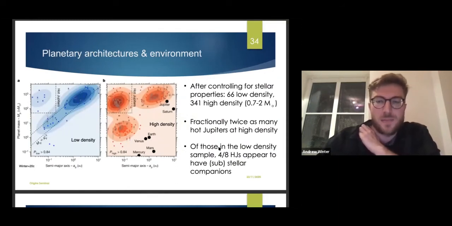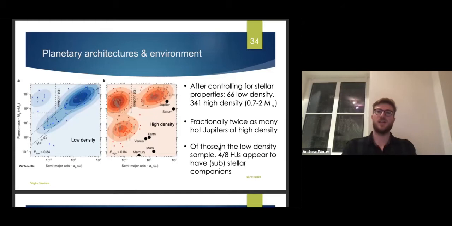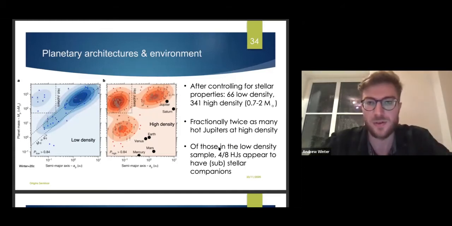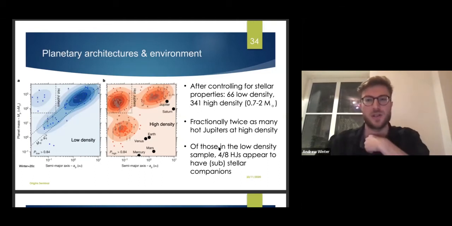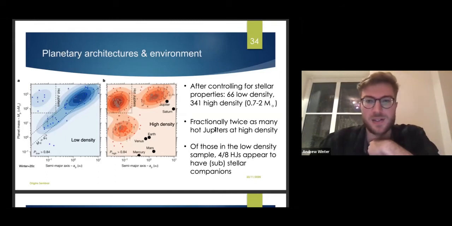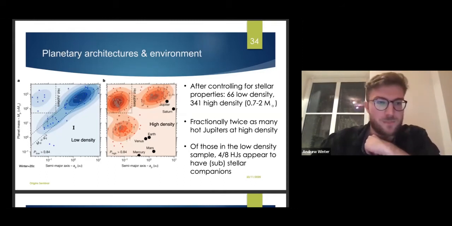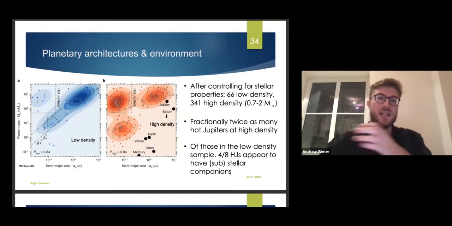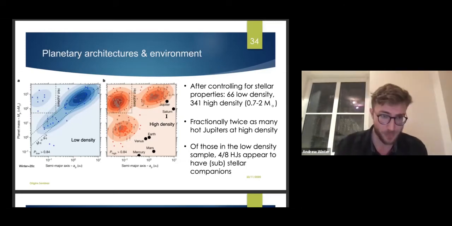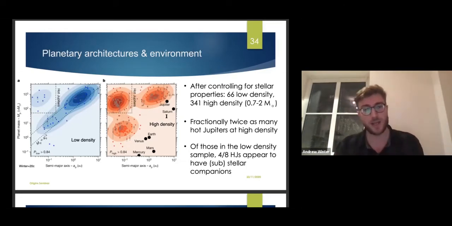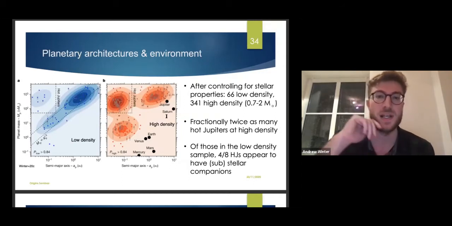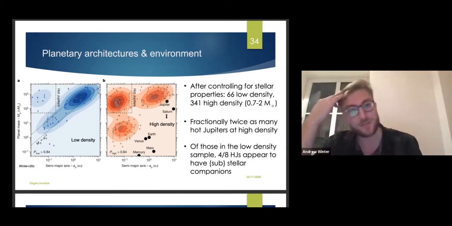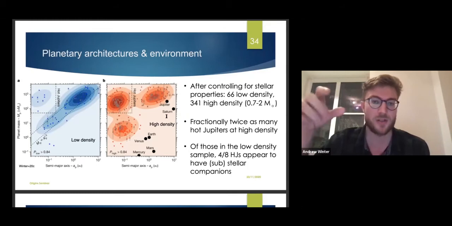So after controlling for the stellar properties, we're left with 66 low density stars and 341 high density stars in the mass range 0.7 to 2 stellar masses in terms of the host star mass. I've done this decomposition so the low density is on the left and the high density is on the right. What we see immediately is that these distributions look very different. The main takeaway message is that we're looking at significantly more hot Jupiters in high density environments than low density environments, a factor of approximately two.